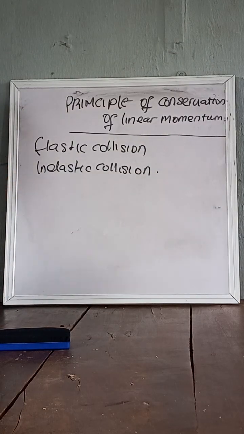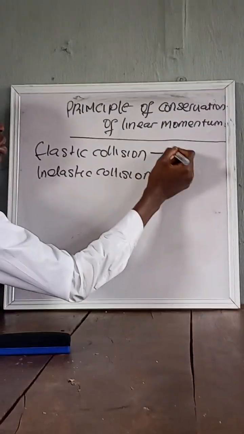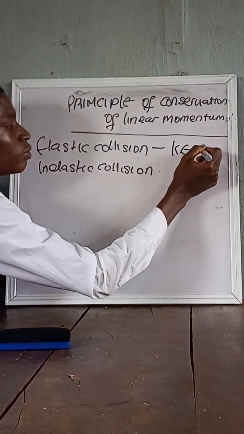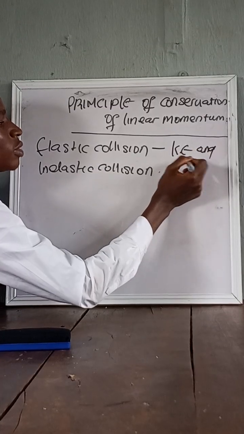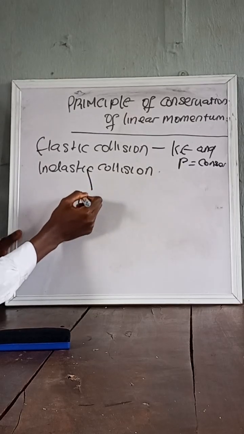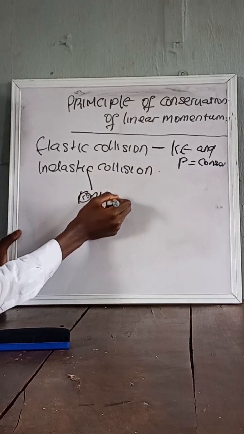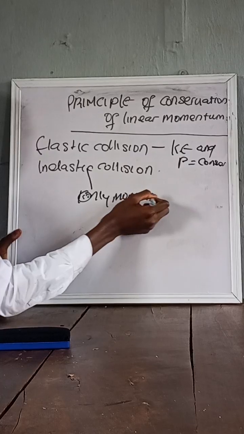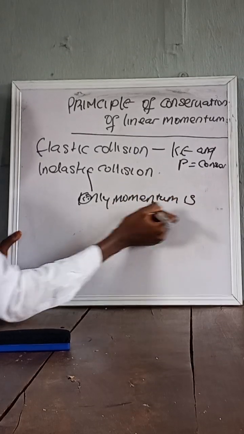But in inelastic collision, immediately they collide, they stick together. That is the inelastic collision, meaning that in inelastic collision, only momentum is conserved. Your kinetic energy is not conserved. So we can summarize like this: in elastic collision, kinetic energy and momentum are conserved, while in inelastic collision, only momentum is conserved.